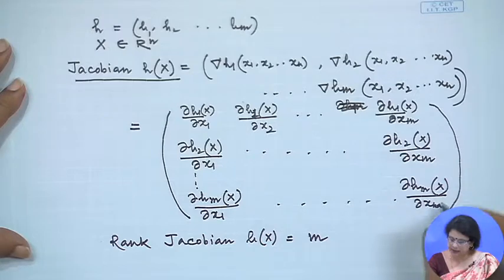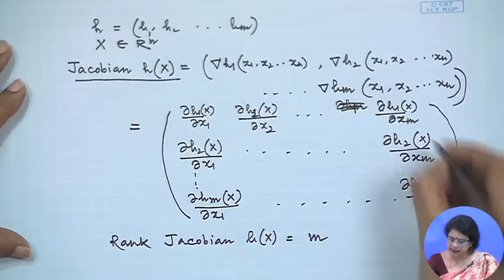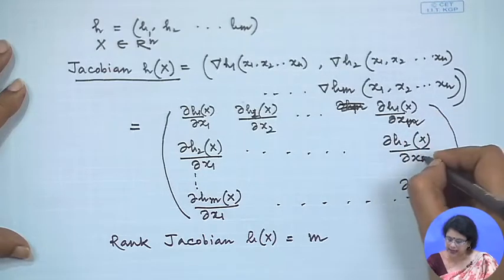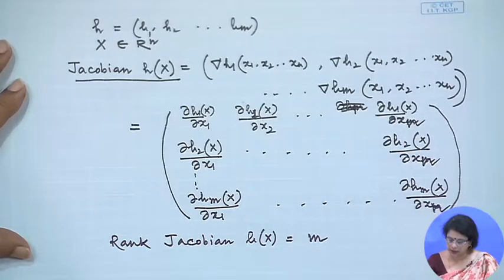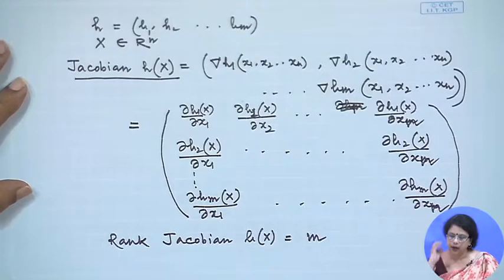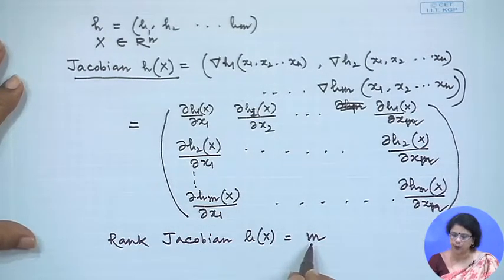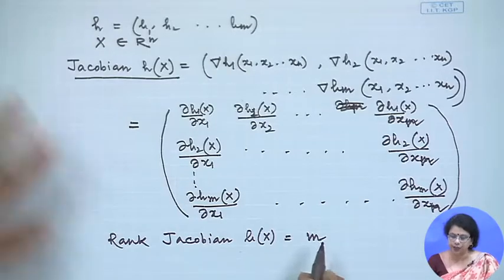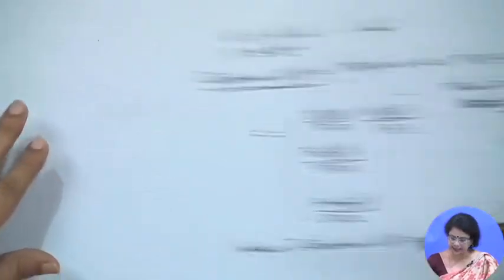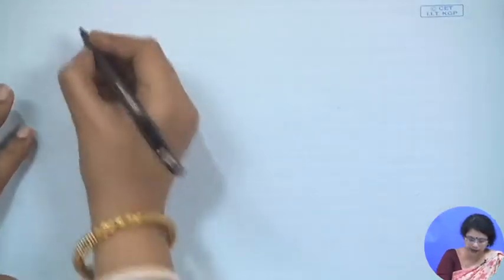∂hm/∂xm, ∂hm/∂xn. These are all n because there are n variables, not m. Now, we need to find out that the rank of the Jacobian of h(x) is equal to m. Not only that, we need to find out what the regular point is then.